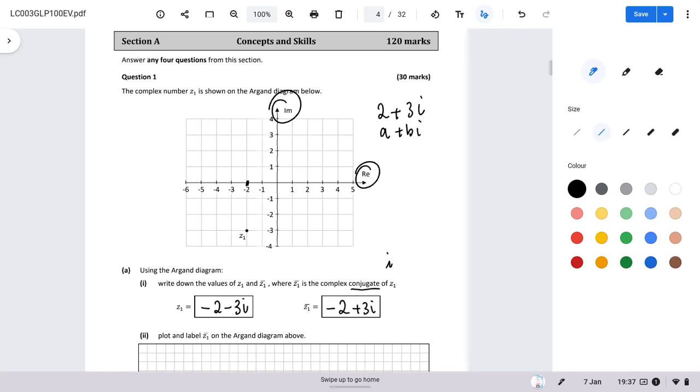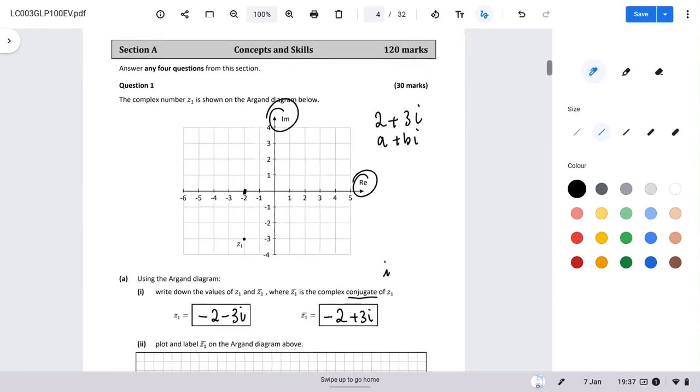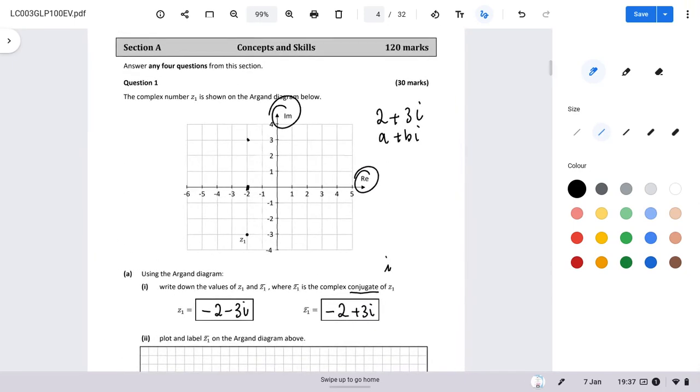Plot and label it on the diagram. So minus 2 plus 3i up here. And then label it Z1 with a cap on top of it.